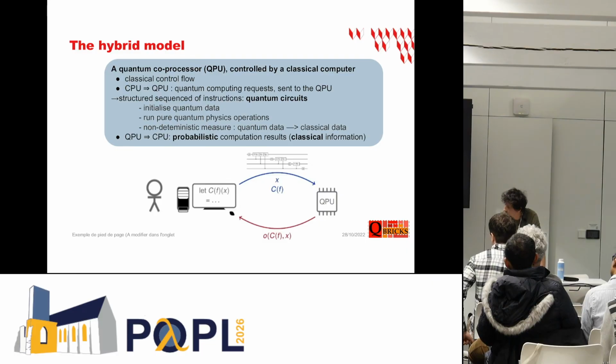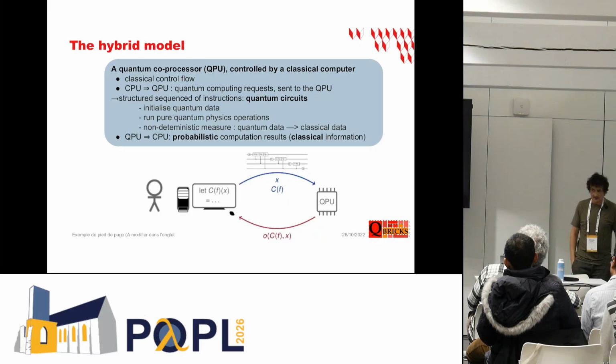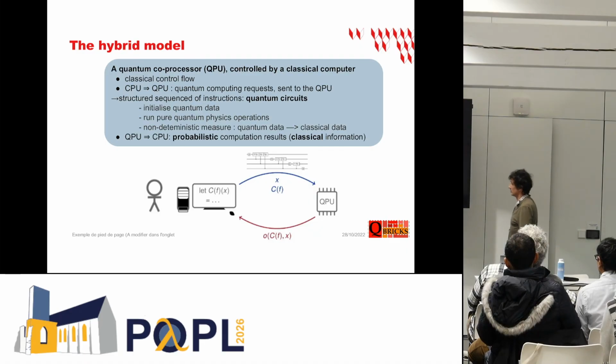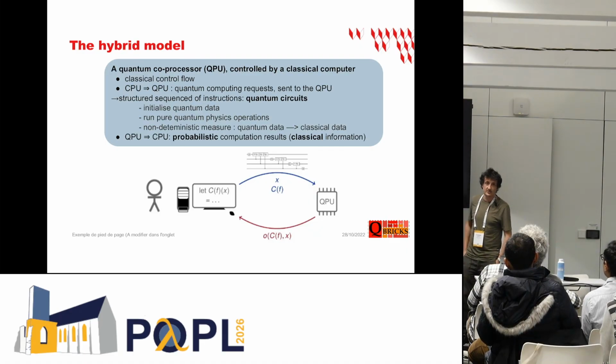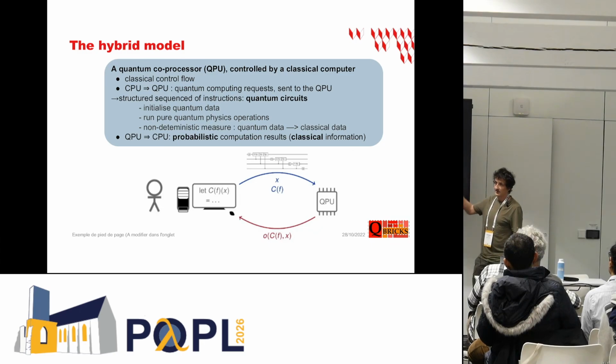So I start with the very simple schematic view of the so-called hybrid model. There, the user of a so-called quantum computing machine actually doesn't address directly something that is quantum, but talks to a classical computer. And he builds a classical code with a classical control flow and so on. But sometimes it has a specific computing instruction that he delegates to the quantum coprocessor.